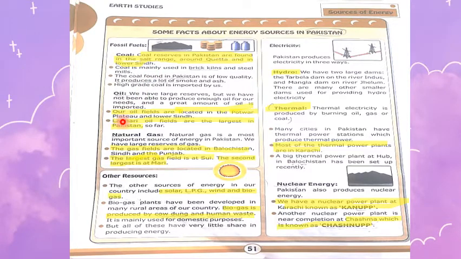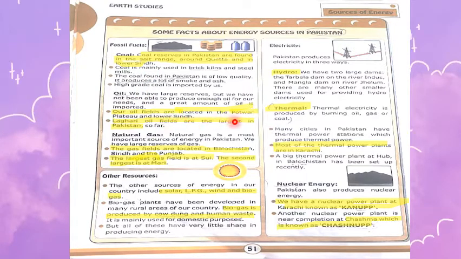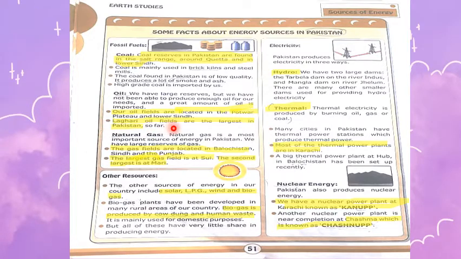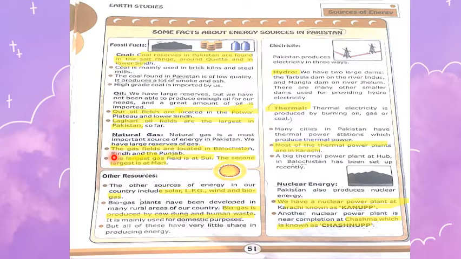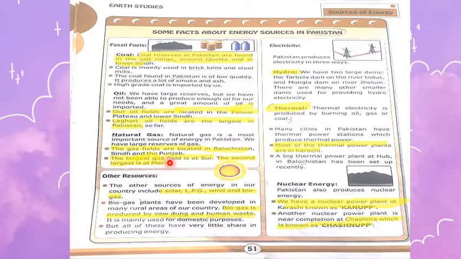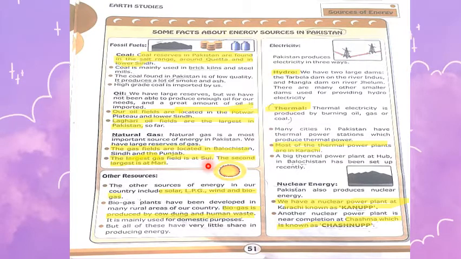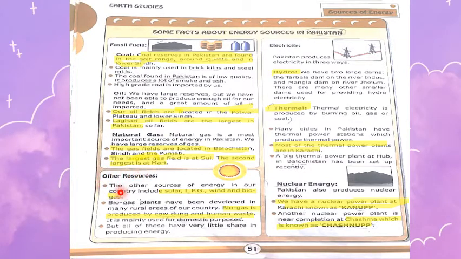Oil fields are located near Potwar. Lagari oil fields are the largest in Pakistan. And the last one is gas. The gas fields are located in Balochistan, Sindh and Punjab. And the largest gas field is at Sui. That is why we call it Sui gas as well. The second largest is at Murree.